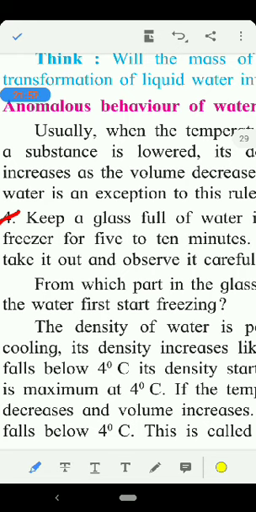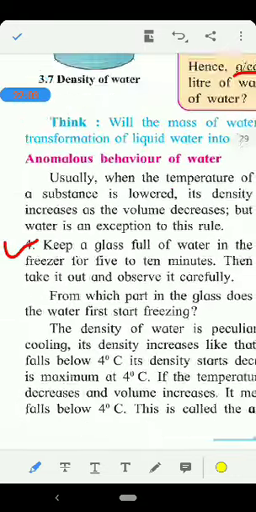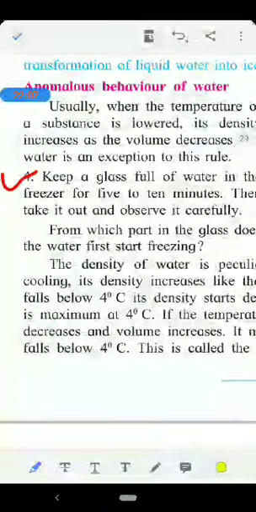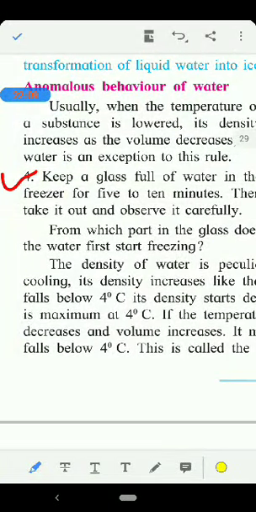So here they have asked you one question: for which part of the glass does the water first start freezing? So what will you write as the answer for this? From the edges of the glass and the top of the water. Now by referring to this, we will see the anomalous behavior of water.